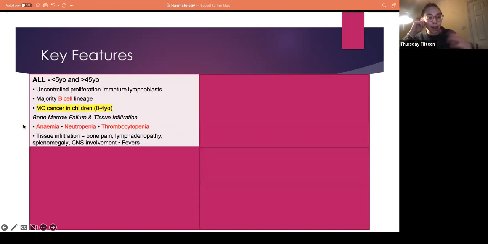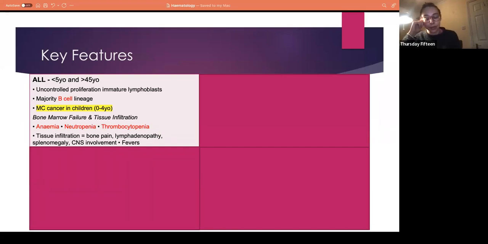So when you get this rapid proliferation of B cell blasts, you suppress your production of your hemoglobin, you suppress your production of your white cells, and you suppress your production of your platelets. So you get anemia, neutropenia, and thrombocytopenia.